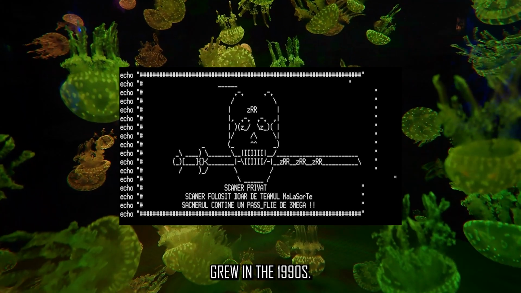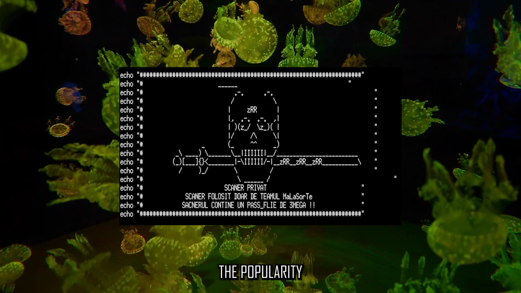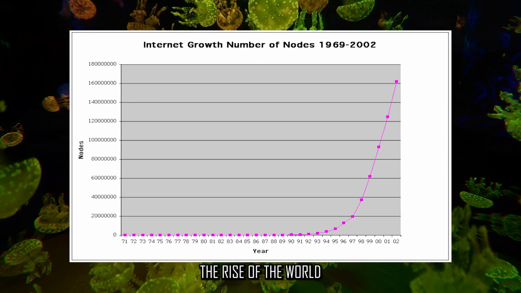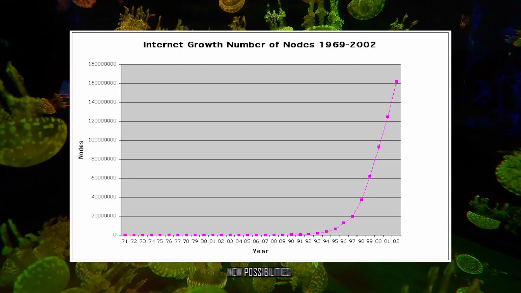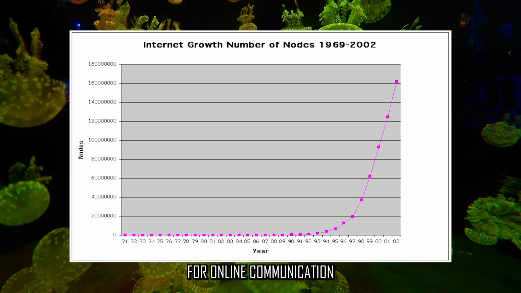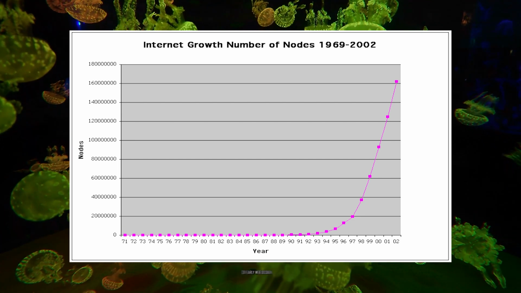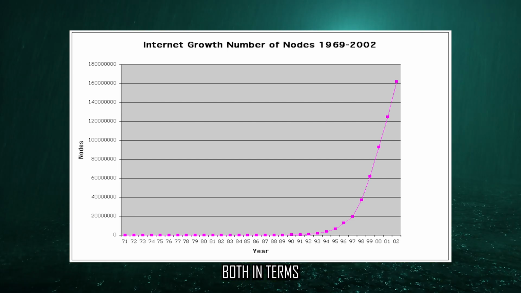As the internet grew in the 1990s, so did the popularity of ASCII art. The rise of the World Wide Web brought with it new possibilities for online communication and expression, but the limitations of early web design, both in terms of bandwidth and graphical capabilities, meant that ASCII art remained a popular form of online decoration.